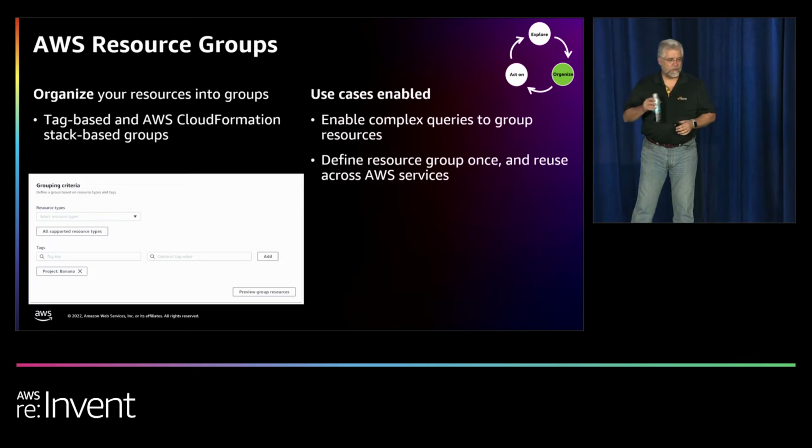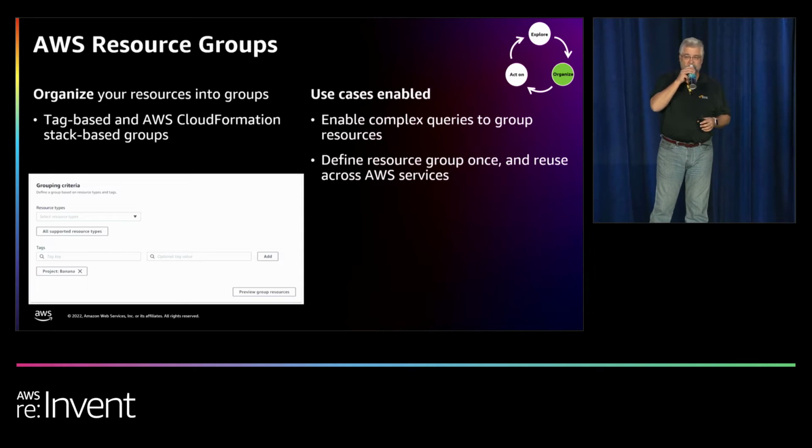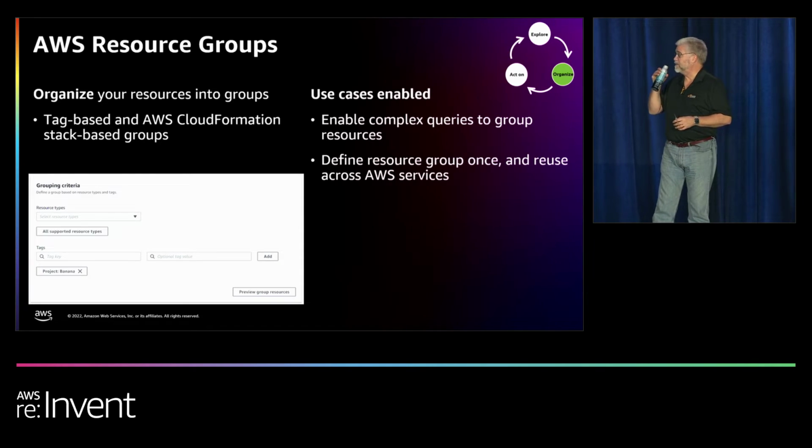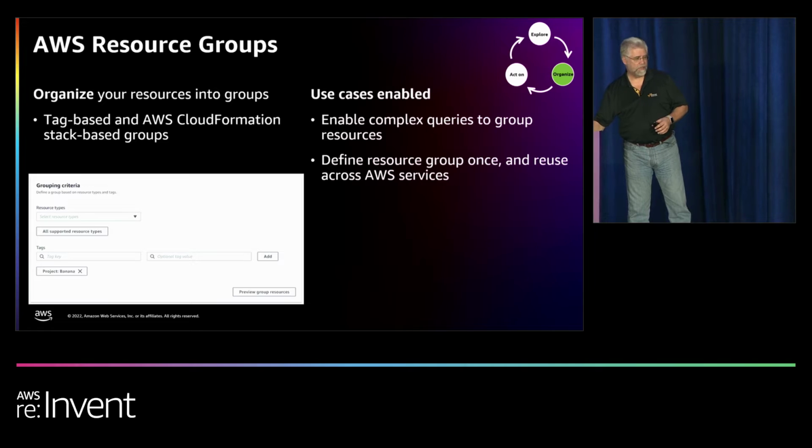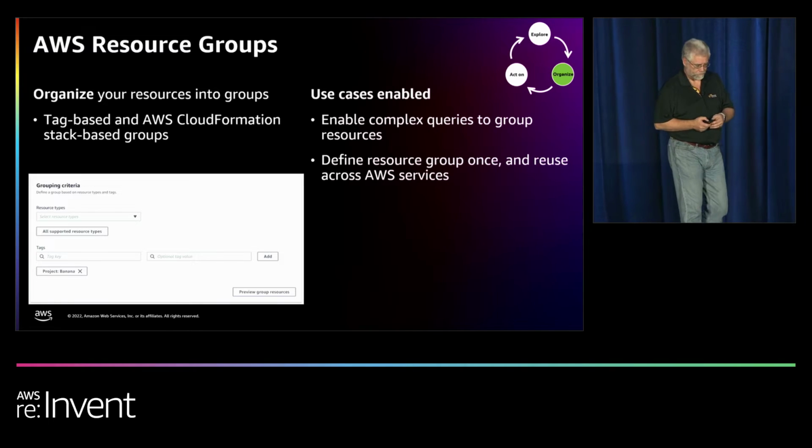And this is a simple example of what a resource group definition looks like. This basically says any resource that has the tag project equals banana belongs to this resource group.